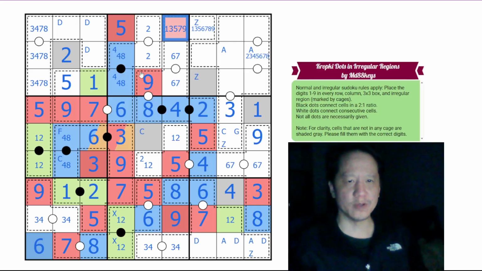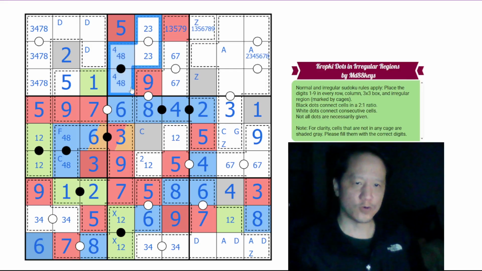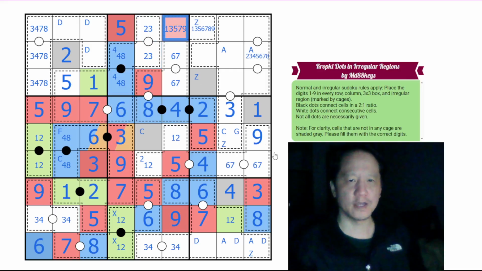This has to be 2 consecutive with 3 to form a cage. Therefore, this has to be 1 left here. So we have 1 here. This is 1, 2 as a pair. That forces this to be 7. This 2, 3 pair eliminates 2 here, so that's 1, which makes that not 1.